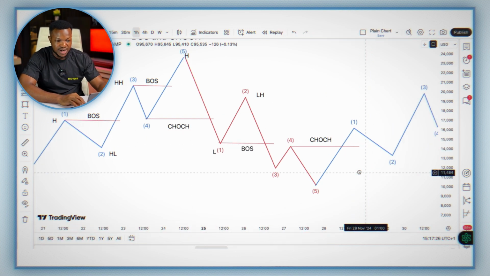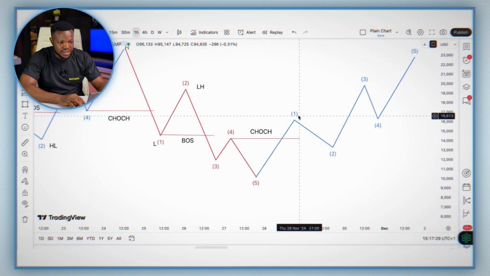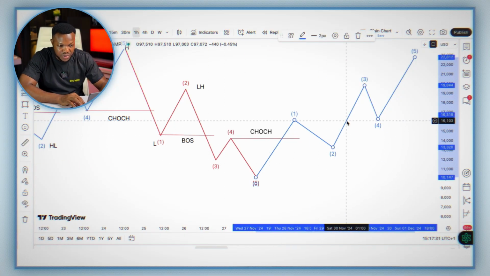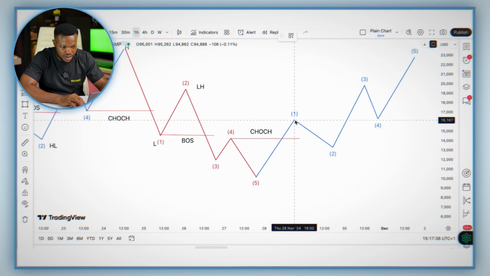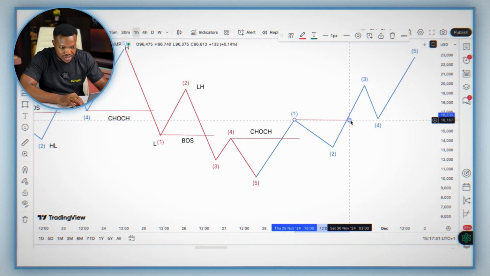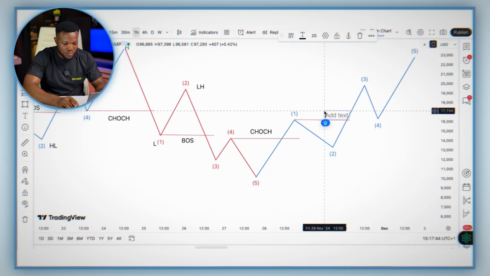Now we have the change of character taking place, and at this point here you have a high, and here we have price breaking an equal level here coming up to this top. So I want to ask you guys, according to what we have been learning so far, what do we then call this particular level? Is it a change of character or break of structure?